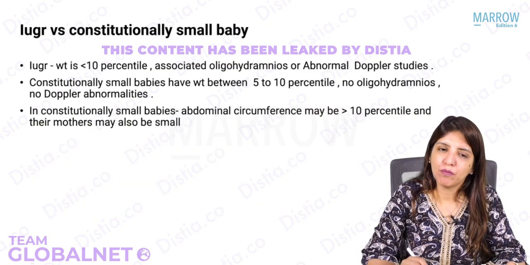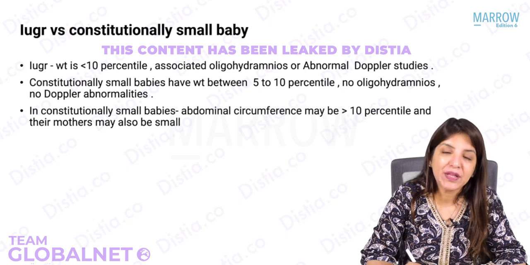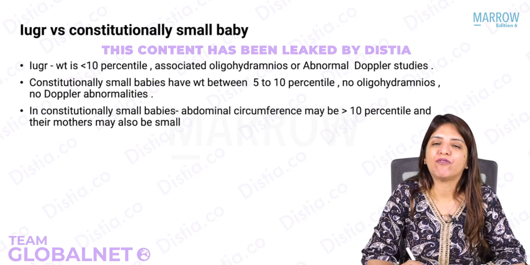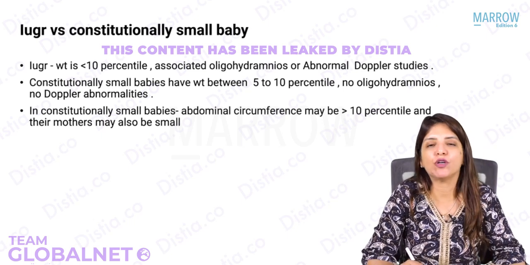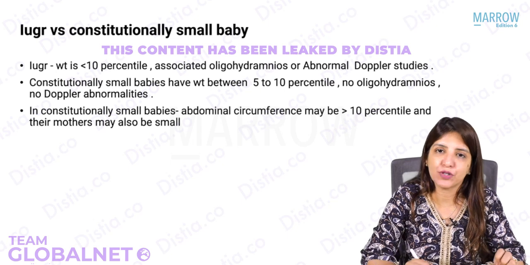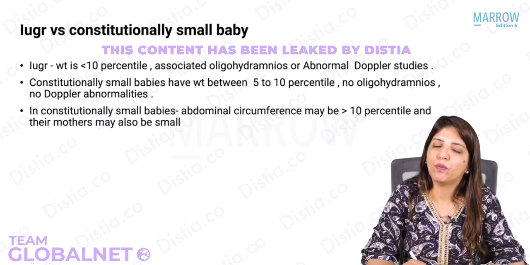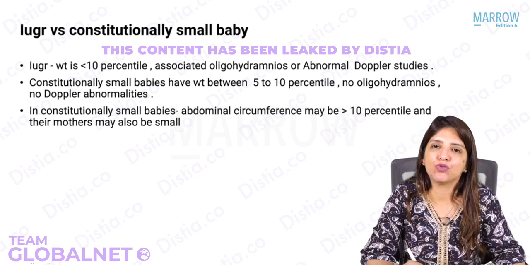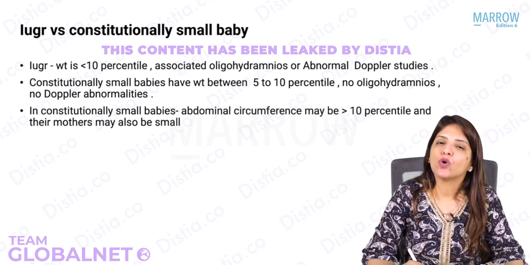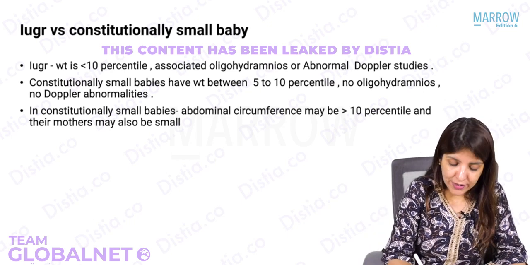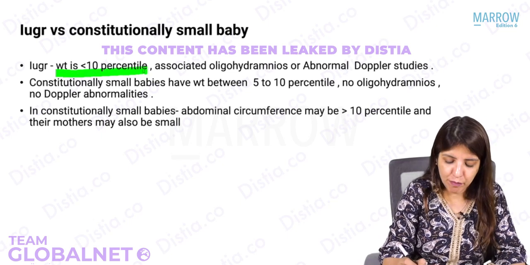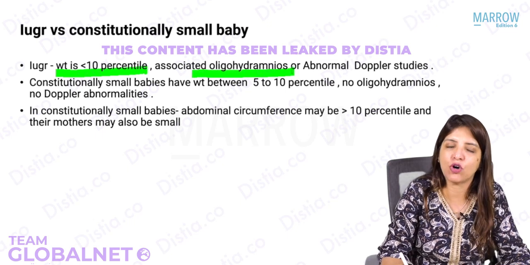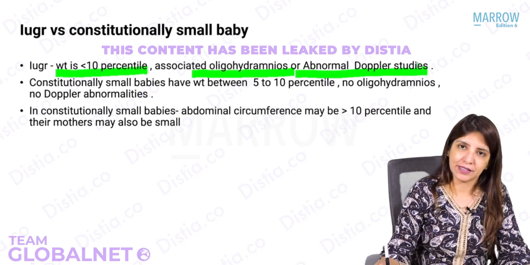Now, there is one term, constitutionally small babies, and there is this other term, IUGR. In constitutionally small babies also, the estimated fetal weight is less than 10th percentile. So how am I going to know whether I am dealing with a constitutionally small baby or IUGR in the antenatal period? If you are dealing with IUGR, definitely the weight of the baby will be less than 10th percentile, but associated with IUGR, you are also going to find oligohydramnios or abnormal Doppler studies.